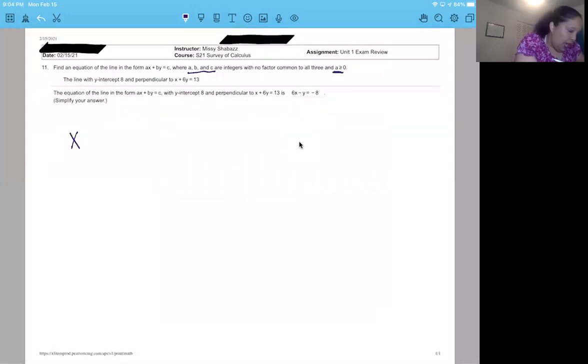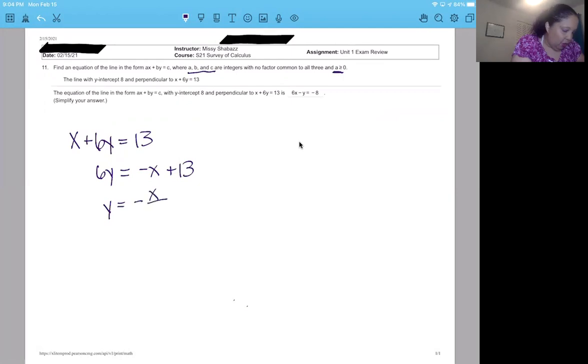All right, so if I have the line x plus 6y equals 13, what I want to do is find the slope, and then to find a perpendicular slope, you take the opposite reciprocal. So I'm going to start by solving for y. So I have 6y equals negative x plus 13, and now I'm going to divide by 6, and I have y equals negative x over 6 plus 13 over 6. All right, so the slope of this line is negative 1 over 6.